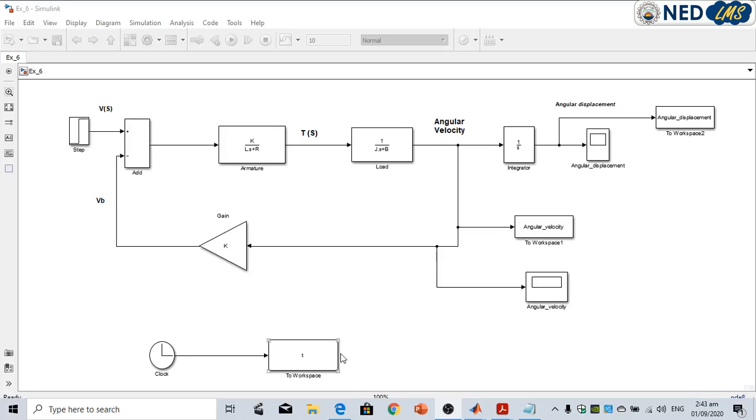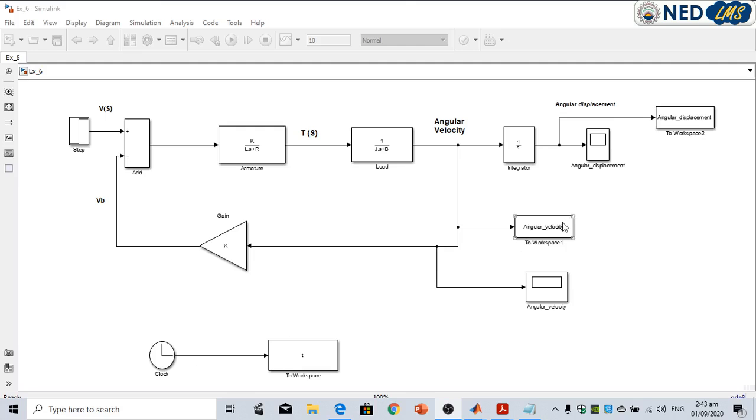After dragging and dropping the required blocks and making their appropriate connections, I have labeled the diagrams as well. The output of this block is torque, the output of this block is angular velocity, the output of this block is the angular displacement. This scope is used for plotting angular displacement, and this workspace block is used to store an array for angular displacement with respect to time.